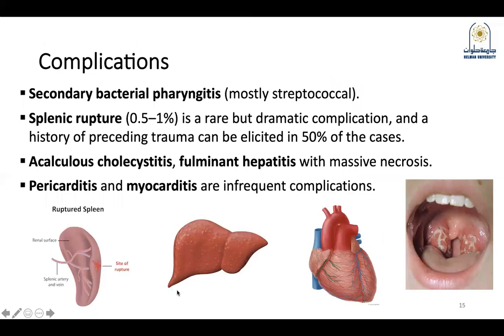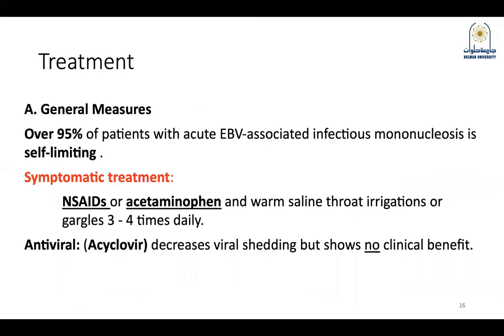The complications of the Epstein-Barr virus might be secondary bacterial infection, or bacterial pharyngitis on top of the Epstein-Barr virus infection. Those patients with splenomegaly might have a 1% spontaneous splenic rupture. That's why we advise them to avoid trauma, collision contact, or sports. Acalculous cholecystitis or acute fulminant hepatitis with massive necrosis could affect the liver. And a very rare complication for the heart is pericarditis and myocarditis in Epstein-Barr virus infection.